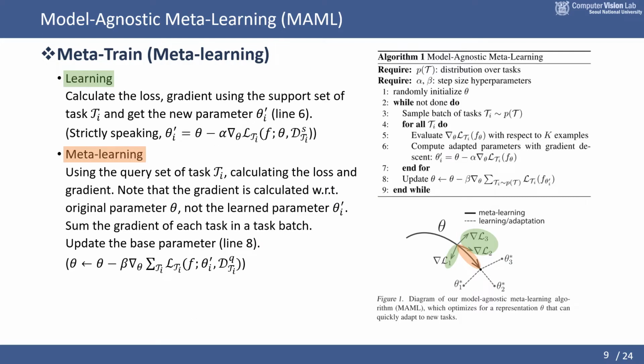As shown in the algorithm figure, MAML consists of two loops. The inner loop part is called learning process, and it calculates the loss using the support set of the task and gets the adapted parameter theta i prime. The outer loop is called meta-learning process. Using the updated parameters of the inner loop, the loss is calculated again using the query set, and the base parameter is updated, as you can see in the red highlight. The updated base parameter provides better initialization, and it enables the fast adaptation at test phase.